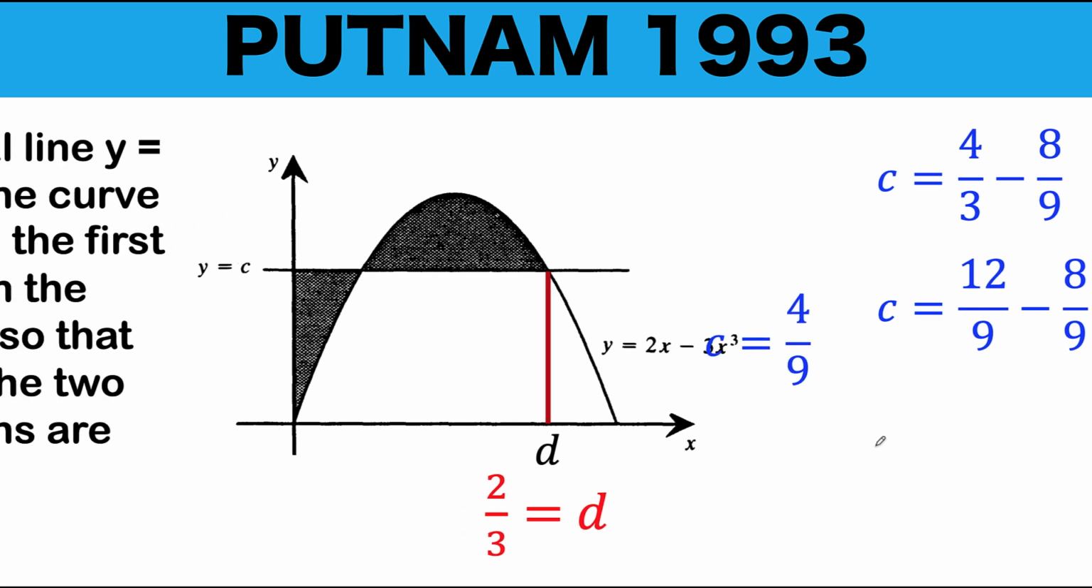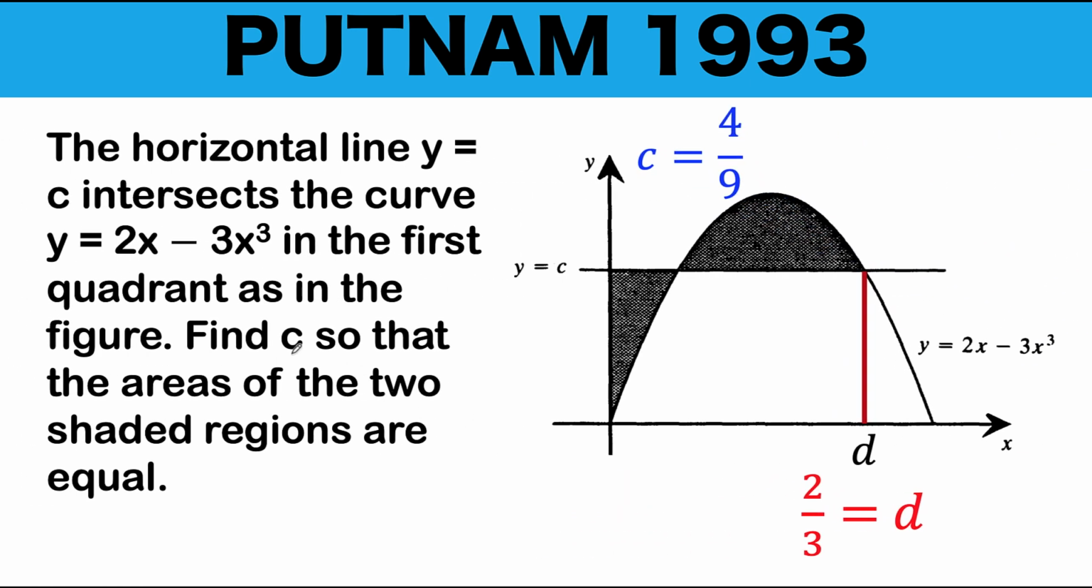Going back now to the main question, we would like to find the value of c so that the areas of the two shaded regions are equal. We just found out that the equation of this horizontal line must be y equals 4/9. And when that happens, this area at the left side of this point of intersection and the area from here up to x equals d are equal.